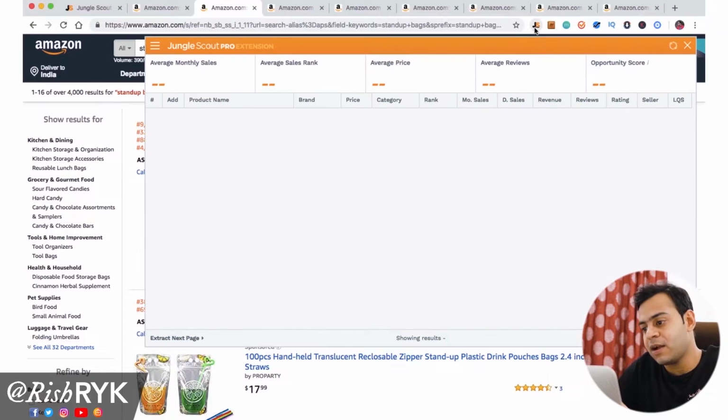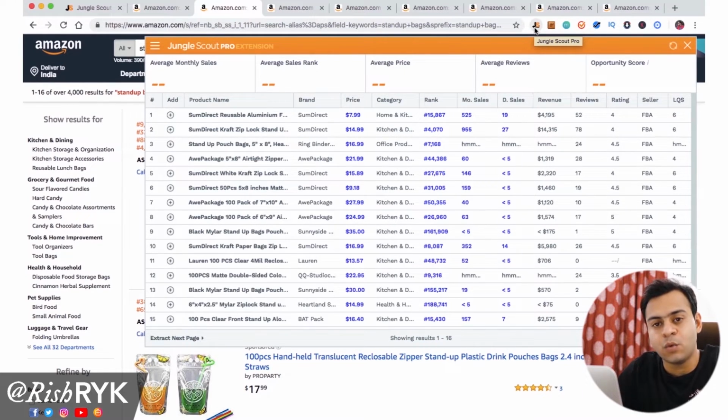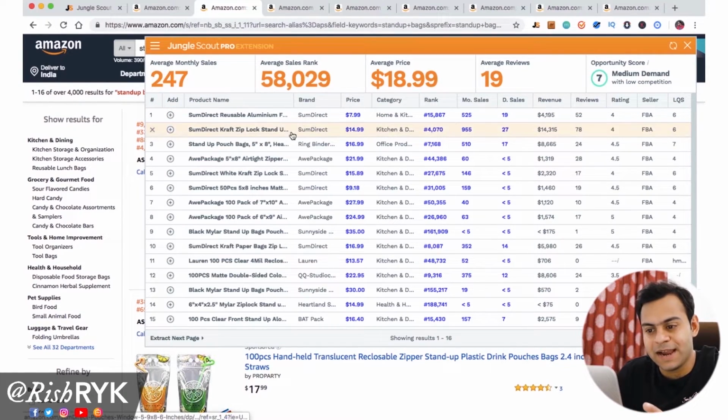So I'm just going to click on the JungleScout Chrome extension button, and this is what it is going to feel like and look like on your screen as well, exactly the same way. Alright, don't get too excited yet.